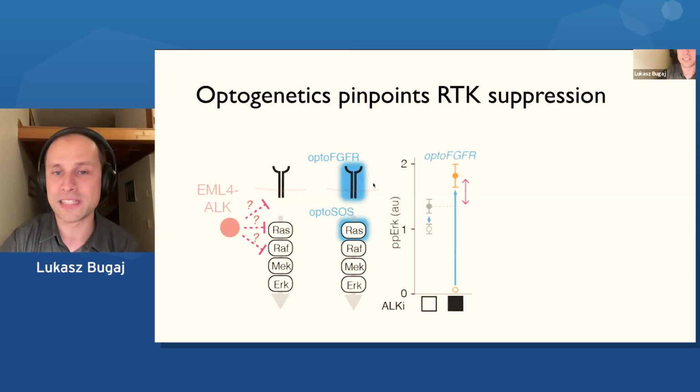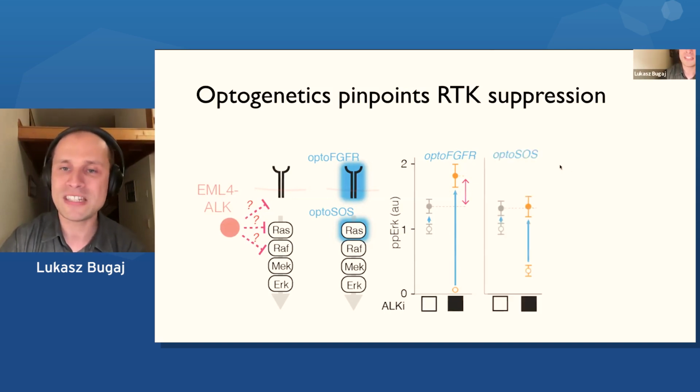This is activating at the receptor level, which I just showed you. In the absence of drug, you get a small response. In the presence of drug, you get a very large response, again larger than without the drug. But if we do the same experiment, now activating one step downstream, at the level of RAS, you see there's no dependence on the drug. It doesn't matter if the drug is there, you can activate to the same maximal level.